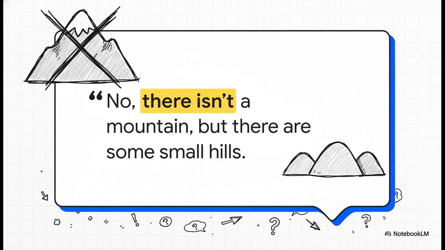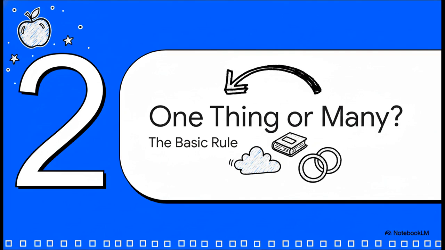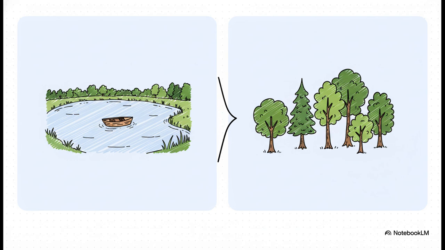Did you catch all of that? Awesome. Now, let's figure out the rules. So, how do we know when to use is and when to use are? Well, it all comes down to one really simple question. Are you talking about one thing or many? The rule couldn't be easier.